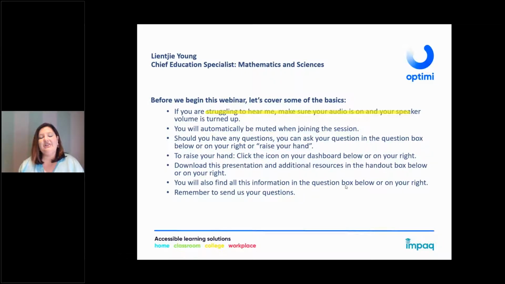This presentation, the slides, is also uploaded for you in the handout box on your dashboard. If you click on your handouts, you will see that the webinar slides are up there. You can download them now or during the webinar. I will remind you later again, but when this webinar is stopped, you won't be able to download that resource anymore.